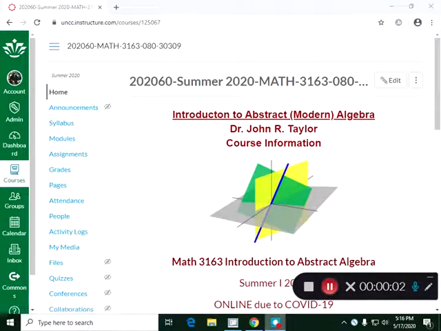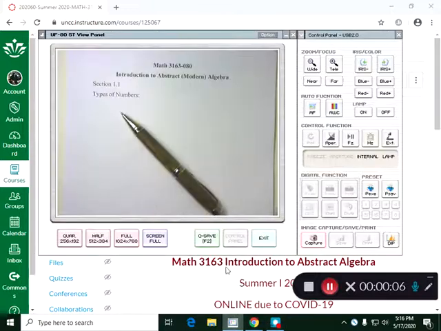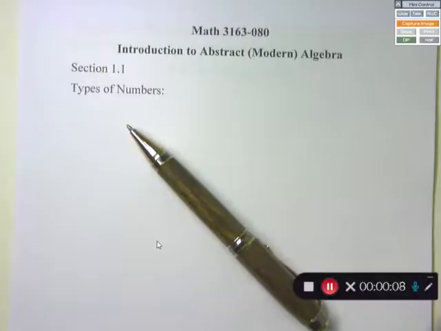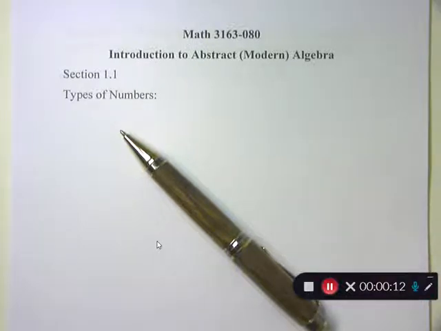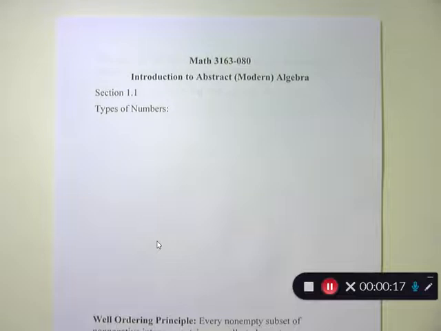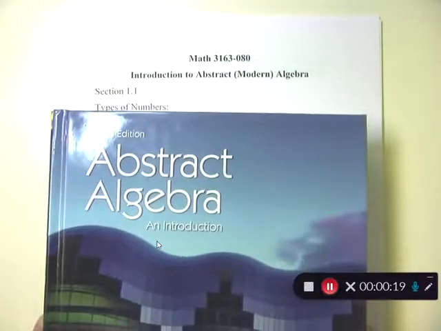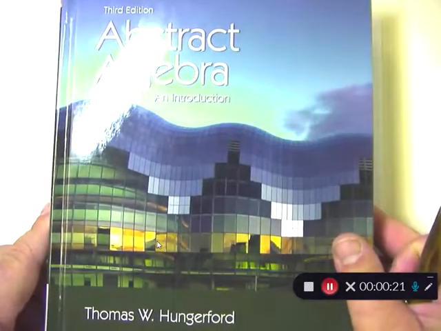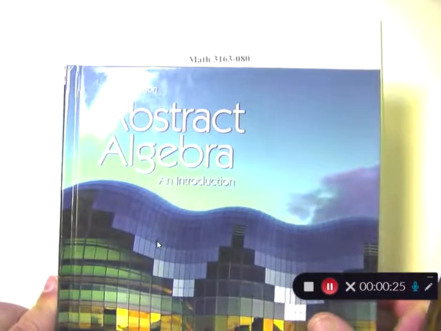Well, welcome to Math 3163. We are getting into section 1.1, the first section of our textbook. Again, I want to remind you the textbook we are using is Abstract Algebra: An Introduction by Thomas Hungerford. So here's the book, and again, we're starting with section 1.1.